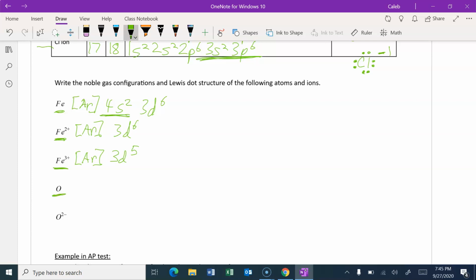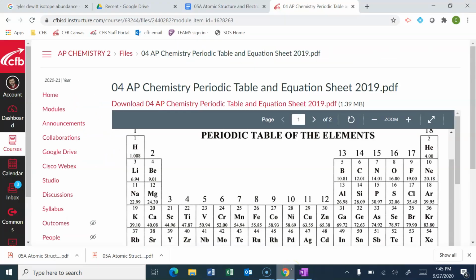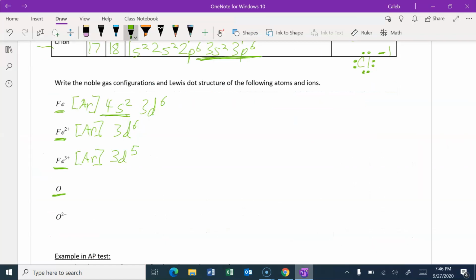So oxygen atom, let's look at that. 1s2 would be helium, but we're going to just start with helium. Helium, and then 2s2 and 2p4. 2s2, 2p4. Well, I want to gain enough electrons to get to 8 valence electrons. Well, actually it says right here, 2 minus. So it would be He, 2s2, 2p6.